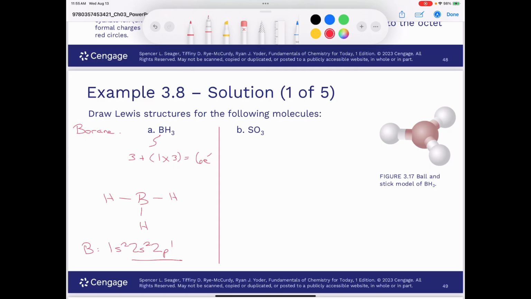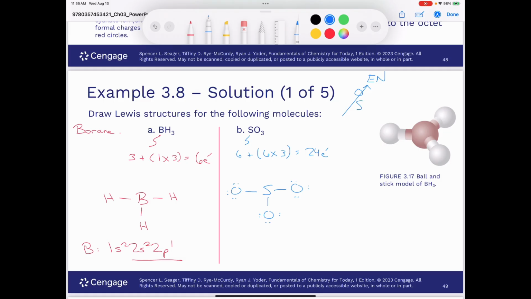The next one, sulfur trioxide. For sulfur trioxide, sulfur has 6 valence electrons, and so does oxygen, but there's 3 of those. So we get a total of 24 valence electrons. If you look at sulfur and oxygen, oxygen is above sulfur in the periodic table, and based on electronegativity, oxygen is more electronegative than sulfur, so the sulfur is going to be in the middle. So let's start by connecting each one of the oxygens, and then we'll fill up the octets of the oxygens like this.